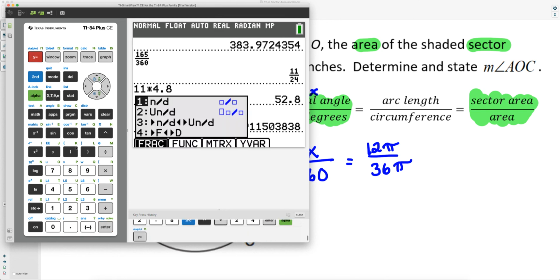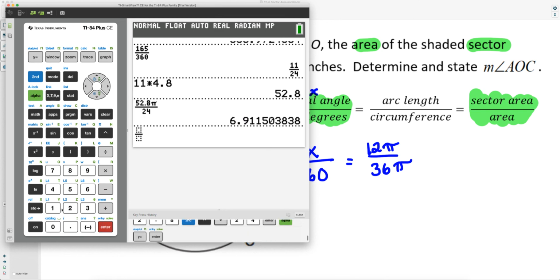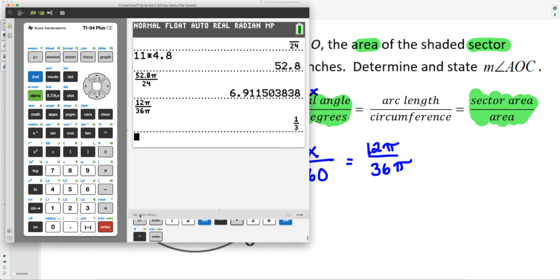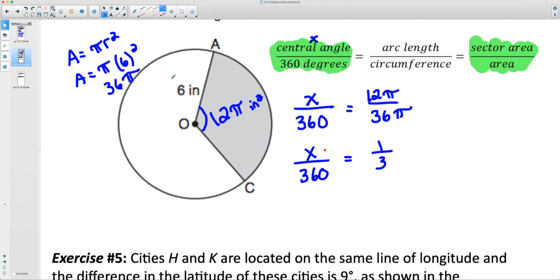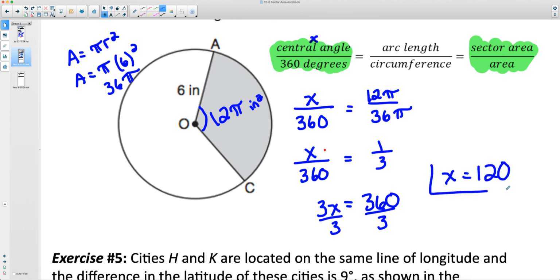Just hit alpha y equals, numerator denominator. 12 pi divided by 36 pi will tell us that it's 1/3. So we'll just simplify it to make it a little bit easier. So x over 360 equals 1/3. Okay, we're going to go ahead and cross multiply. 3x equals 360. Divide both sides by 3, and x equals 120 degrees.